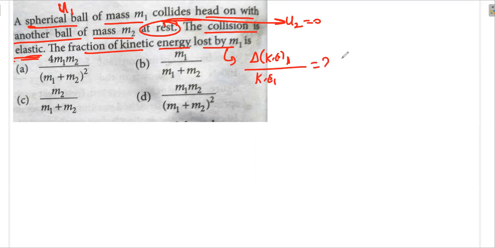So first, we must write clearly what they are asking. Then we are going to calculate. If I need kinetic energy, I need to know its final velocity, right? So let's find its velocity.